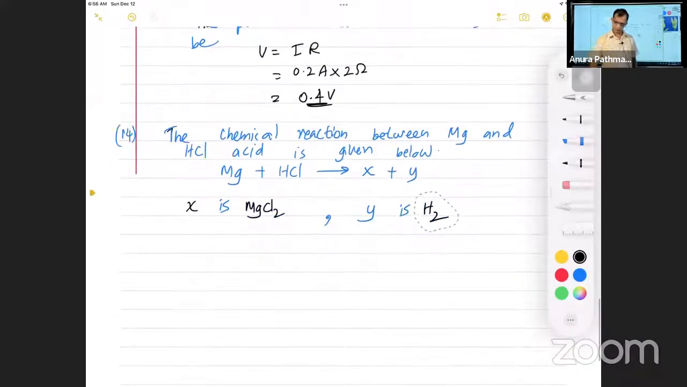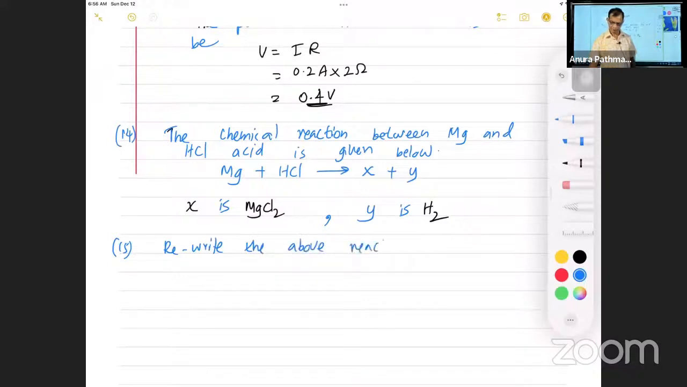My next question. Rewrite the above reaction as a balanced equation.